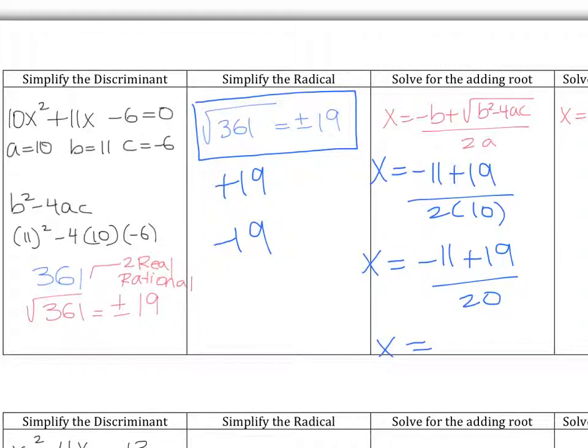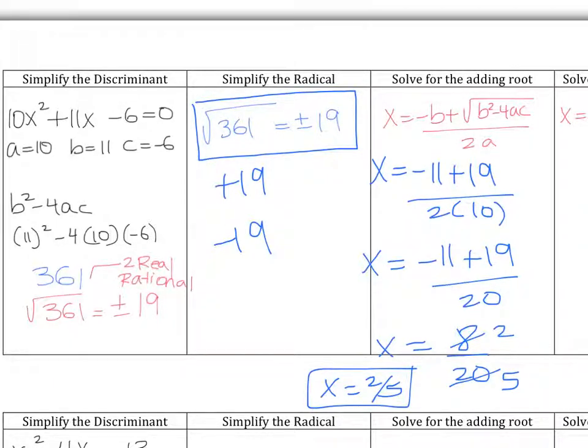x is equal to 8 over 20. If you simplify that, you're going to get 2 over 5. So x is equal to 2/5. That's going to be my first root.